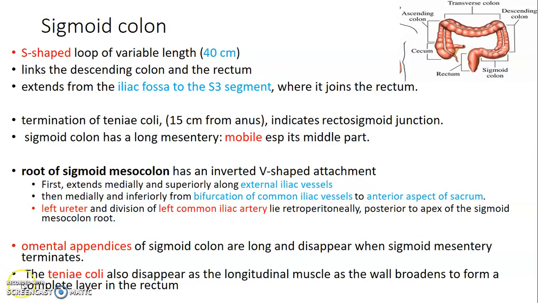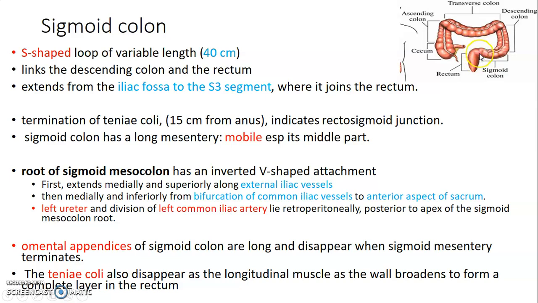So next we discuss the sigmoid colon. It's usually S-shaped. You can see it here. It's variable in length, 40 centimeters, and links the descending colon to the rectum. It extends from the iliac fossa on the left to S3 segment. Then it's actually where the tinea coli terminate, and that termination is 15 centimeters from the anus, and it indicates the rectosigmoid junction.